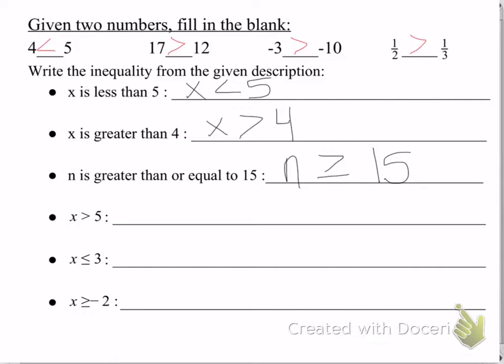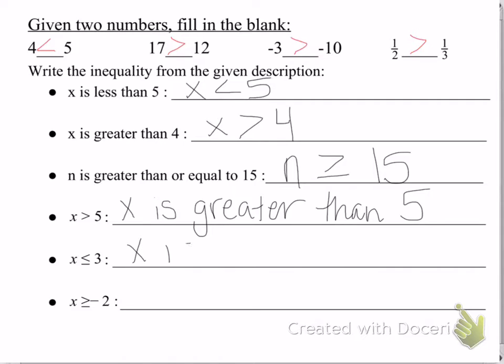And then our last 3, let's just write them out. So we've got x is, let's look and see. It's facing the x, so that means that x is bigger, so x is greater than 5. For the next one, we've got x is less than, but hold up, it's got a line under it, so it's also equal to 3.